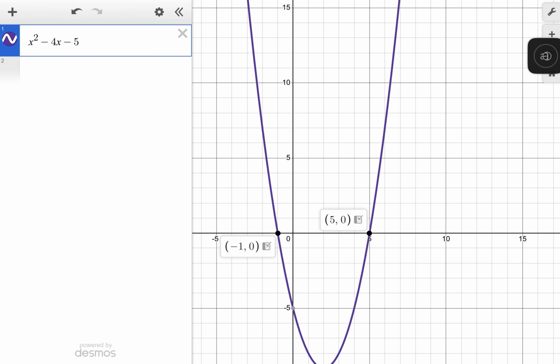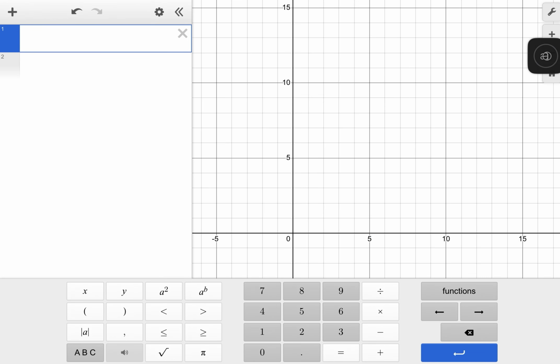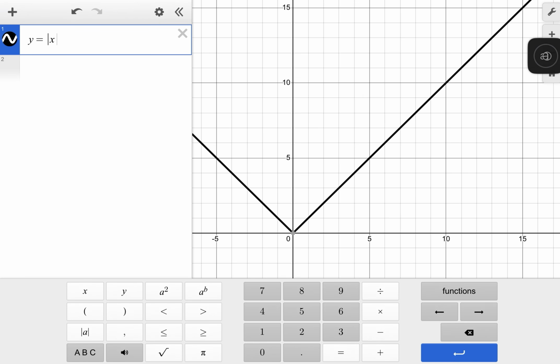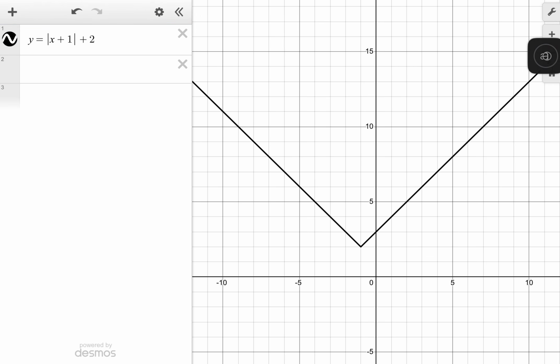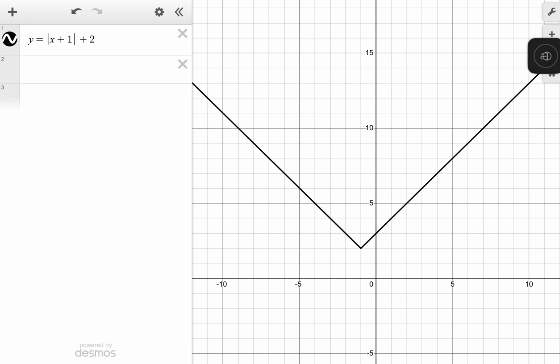Okay, so next thing is I want to go over a common mistake that people get trapped in, which is that sometimes the question might ask you a very specific thing and they report another answer instead. So for example, let's say we have the absolute value function: x plus 1 in absolute value bars, and then plus 2. Okay, so that's your absolute value graph.